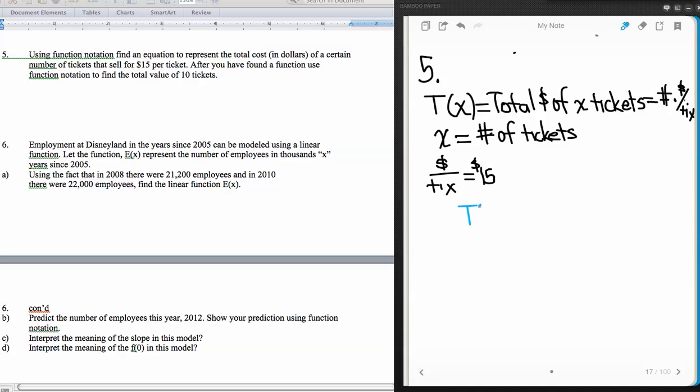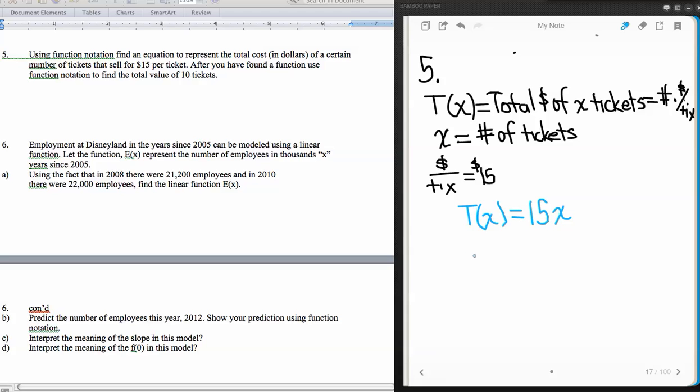So T of X, oops, not T of 0, T of X is going to be equal to the number of tickets, which I don't know, X, times the value per ticket, which is 15. So there's our very simple formula. Remember that the total value formula is just another expression of a linear equation, which doesn't have a baseline.